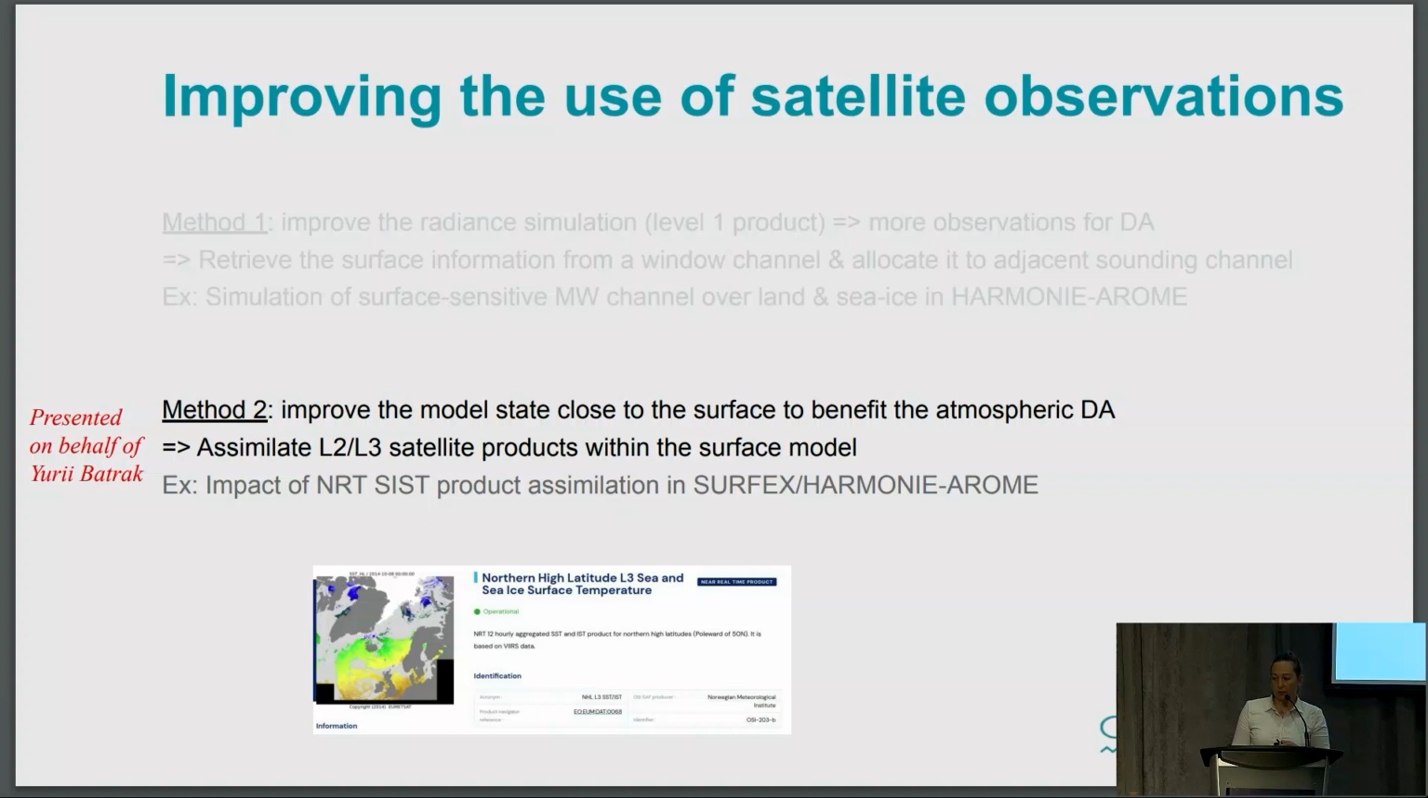Then I will talk about another methodology that we've tested in Norway, and I will present the result on behalf of Yuri Batrak. In this methodology, you assimilate a level 2 and level 3 satellite product within the surface model. So here he's using the near real-time SeaIce product assimilation into the surface.